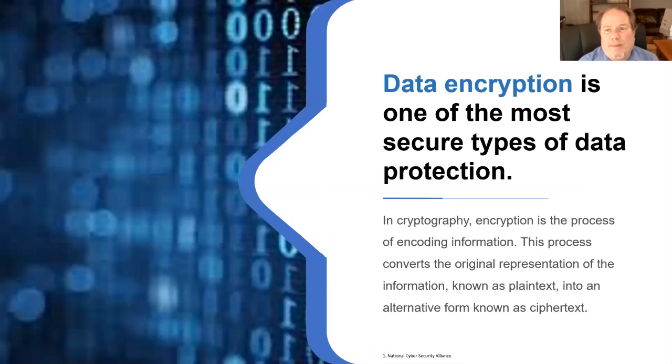So, data encryption is one of the most secure types of data protection. In cryptography, encryption is the process of encoding information. What it does is it takes the original information, let's say it's a Word document, and it uses an algorithm, a mathematical formula, to take that information and scramble it in such a way that when it arrives at its destination, a key can be provided that will basically decode it.